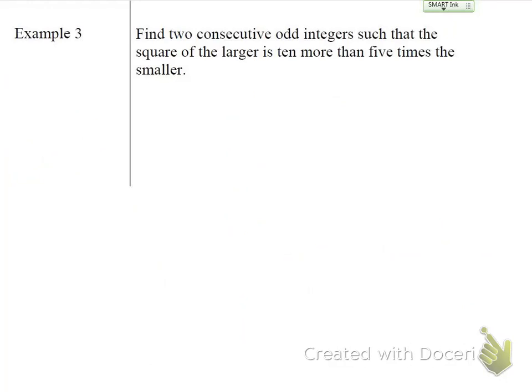All right, so example 3 wants us to find two consecutive odd integers such that the square of the larger is 10 more than 5 times the smaller. All right, guys, so see if you can help me out. I'm looking for two consecutive odds. So my first integer is always what? X. Now, if I'm looking for a consecutive odd, my next one is going to be what? X plus? Think about it. If I'm looking at consecutive odd, I'm still skipping over the even. So it's still going to be x plus what? 2.